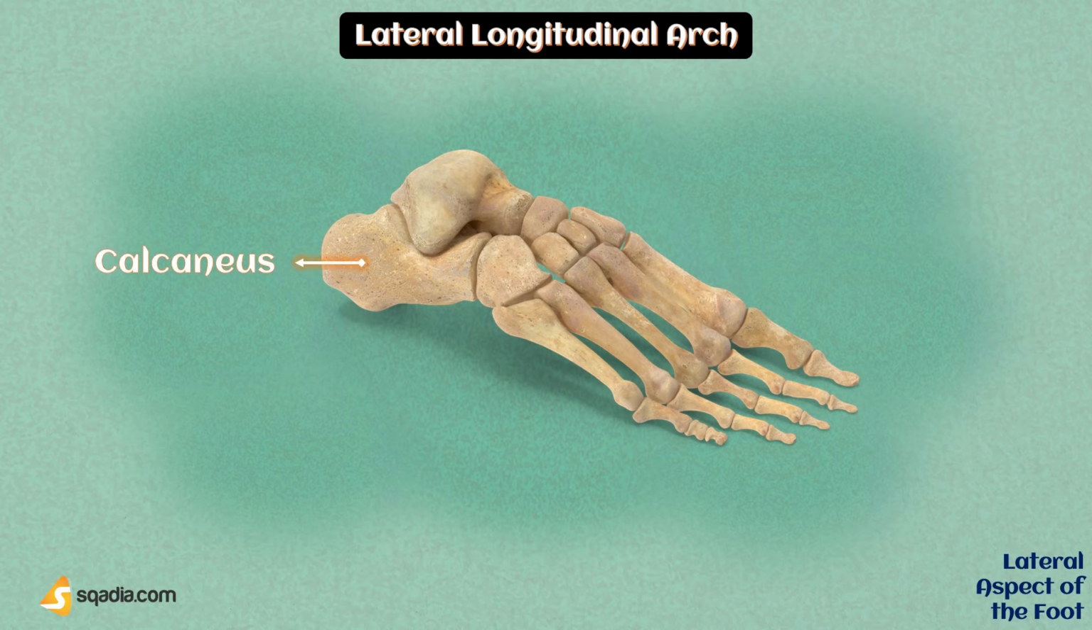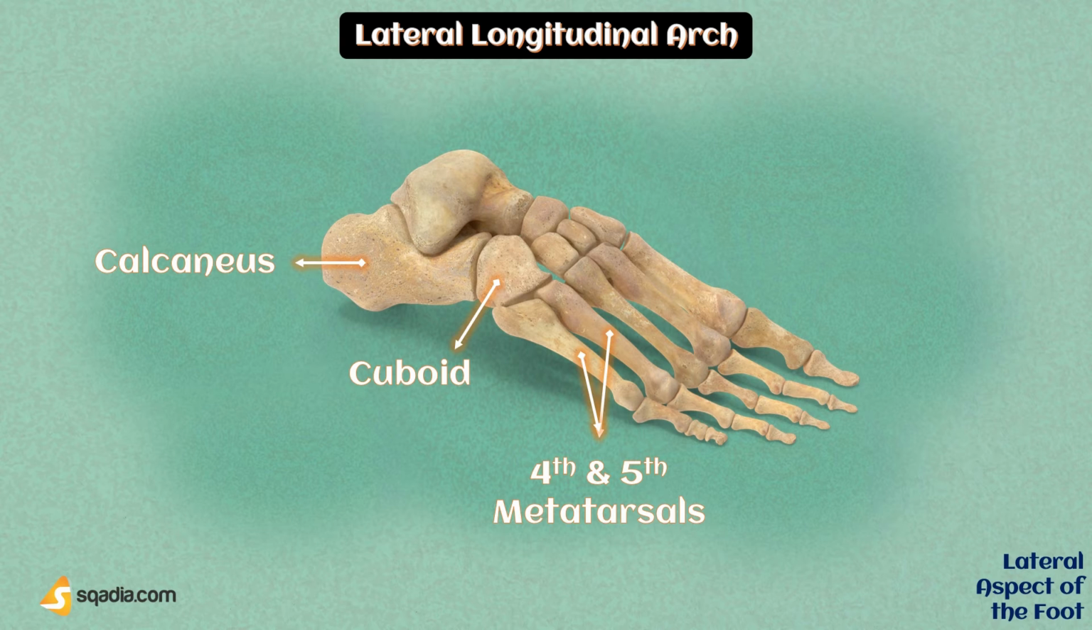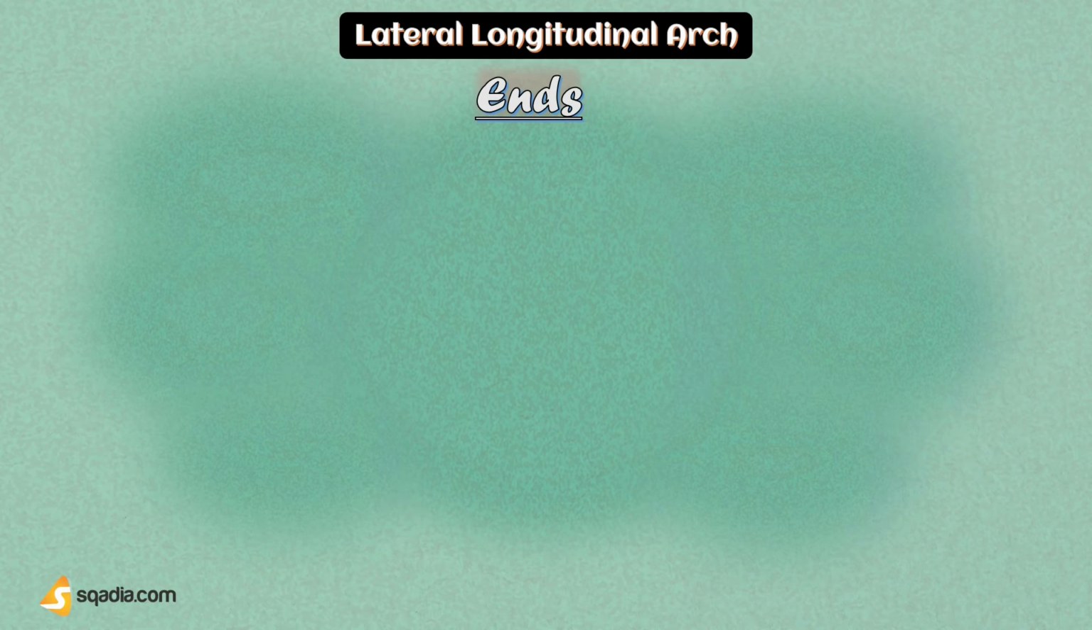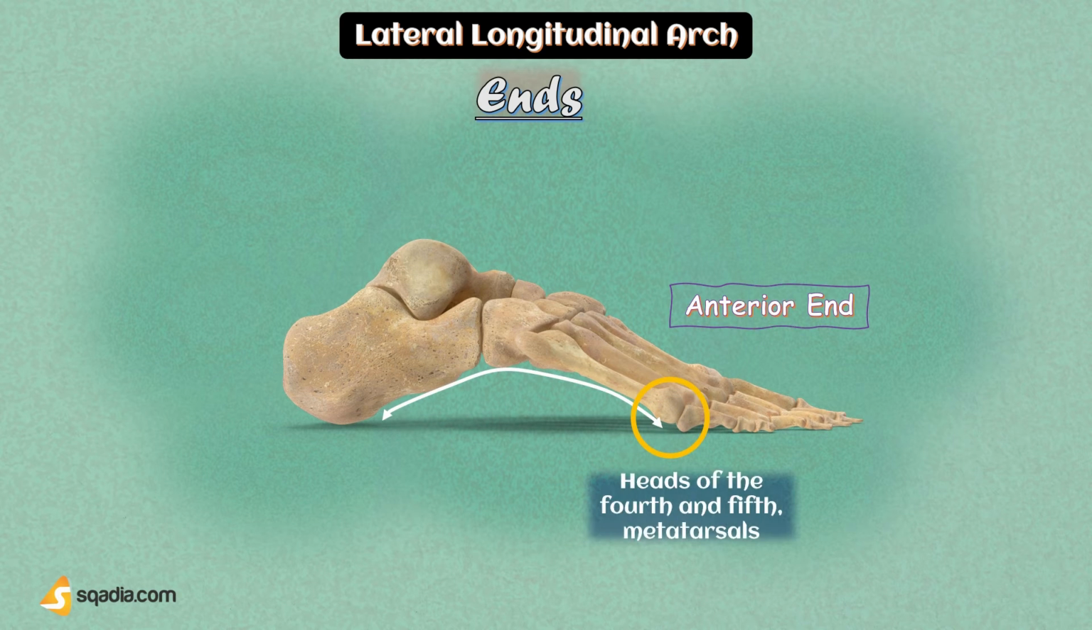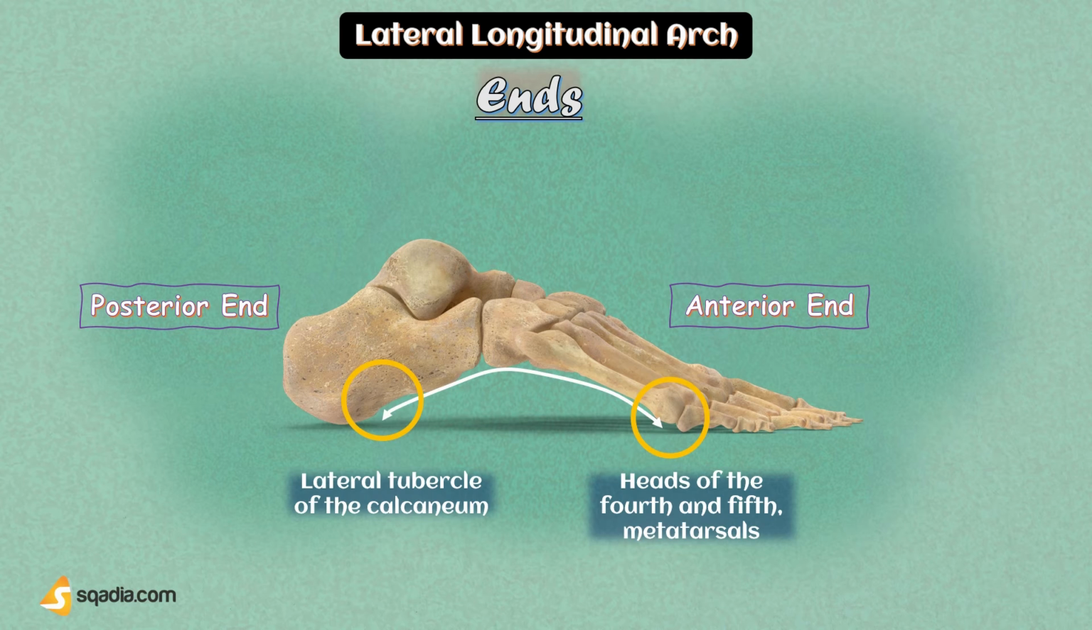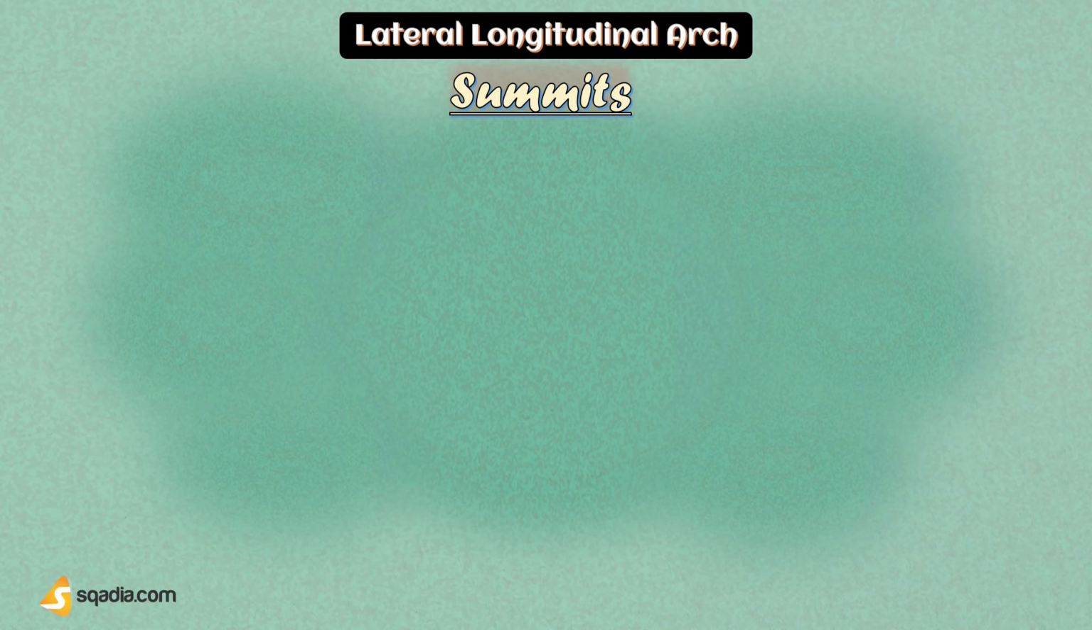So, the bones that are part of the lateral longitudinal arch are calcaneus, cuboid, and fourth, fifth metatarsals. The constitution of the lateral longitudinal arch is as follows. Ends of lateral longitudinal arch. The anterior end of the arch is formed by the heads of the fourth and fifth metatarsal bones. The posterior end is formed by the lateral tubercle of the calcaneum. The keystone is the cuboid.